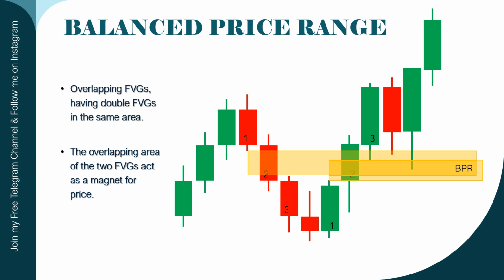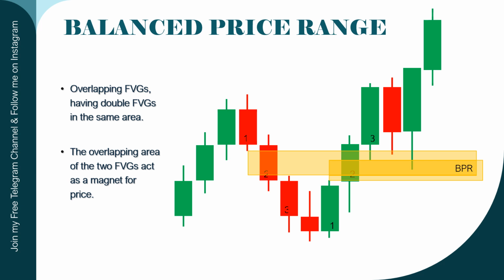So you have a CB that failed here, and then all of a sudden you have a BC that has formed here. That failed CB is now an inverse fair value gap, and then you have a BC here. So you have an inverse fair value gap and a bullish fair value gap. They all intersect at a certain point. You can see this dominant yellow area right here where I've marked BPR. This is the balanced price range.